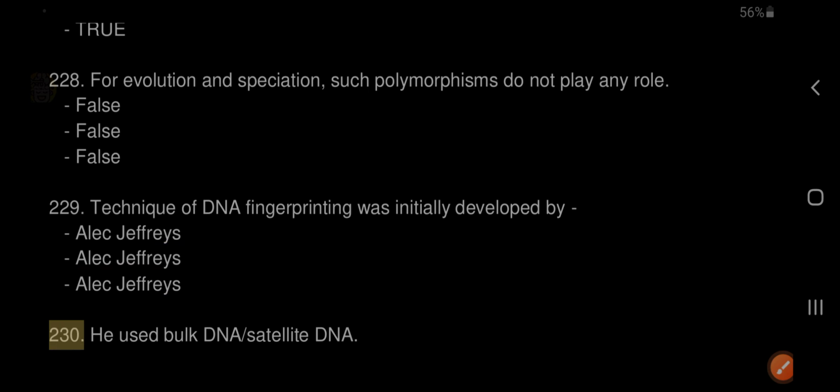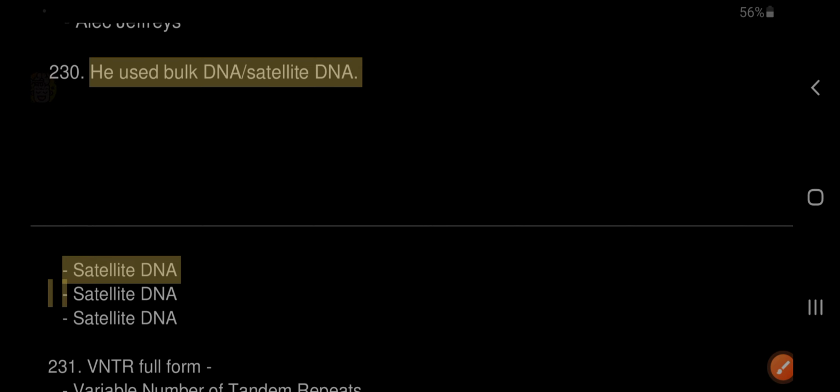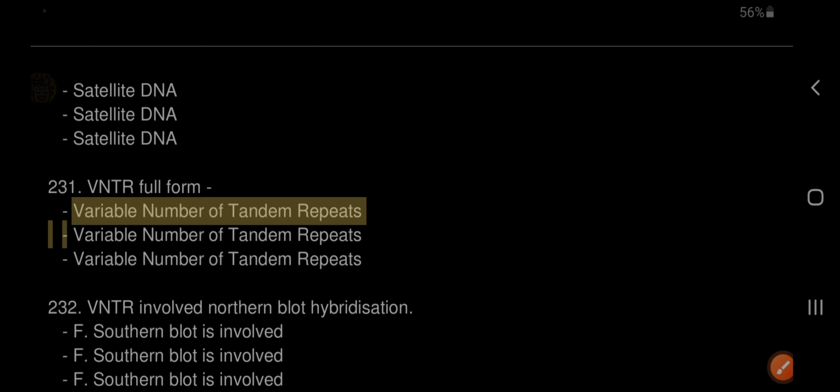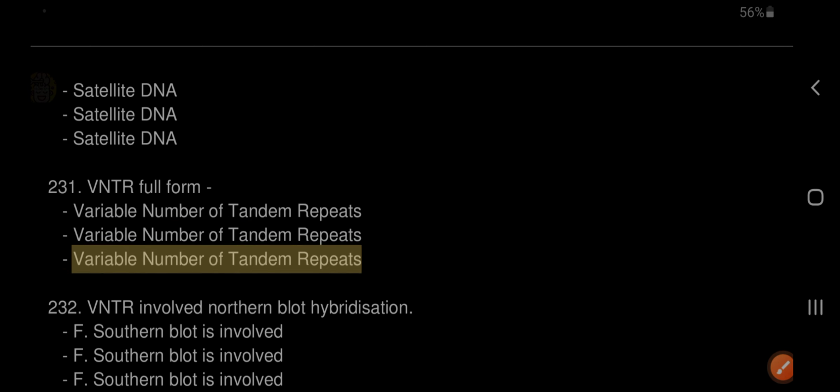230. He used bulk DNA, satellite DNA. Satellite DNA. 231. VNTR full form. Variable number of tandem repeats.